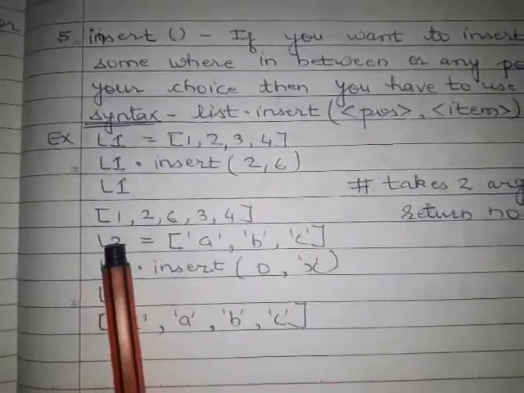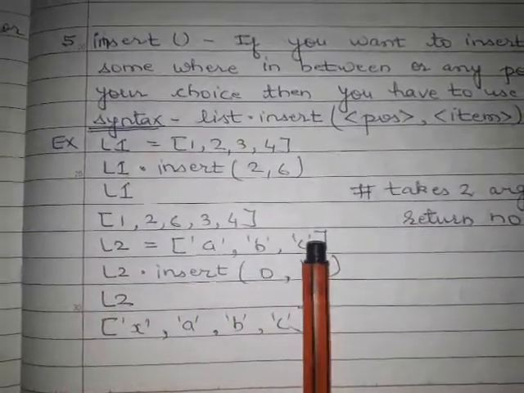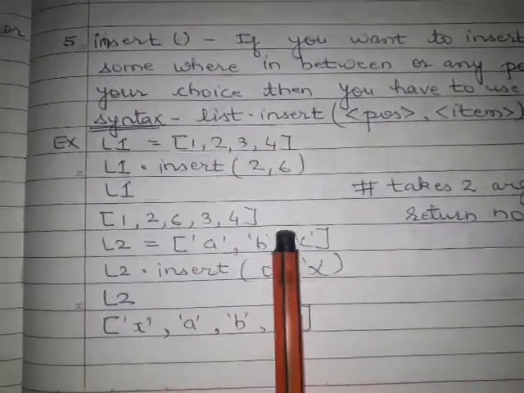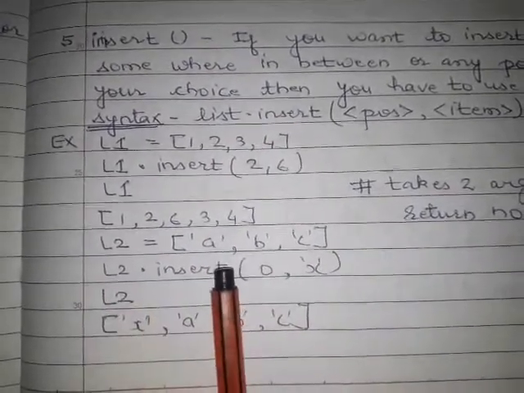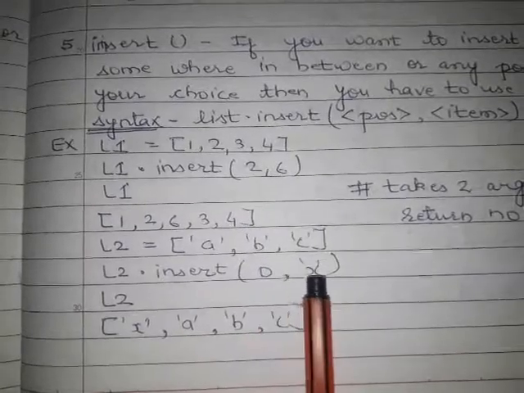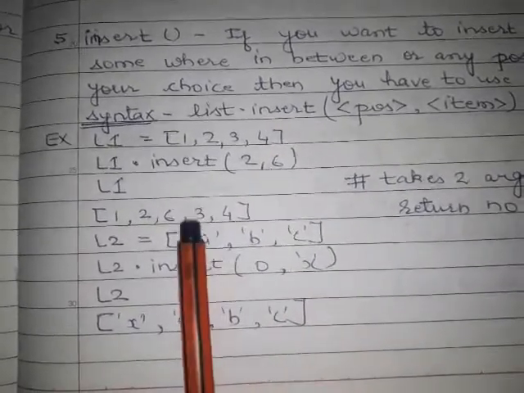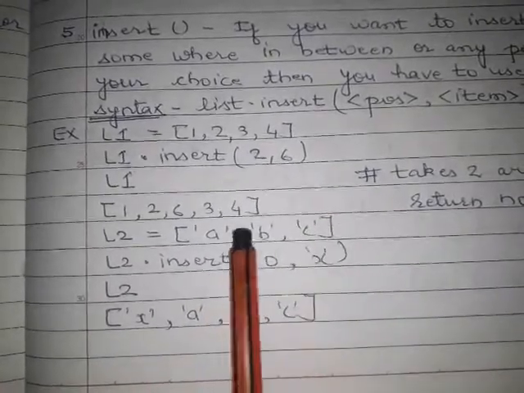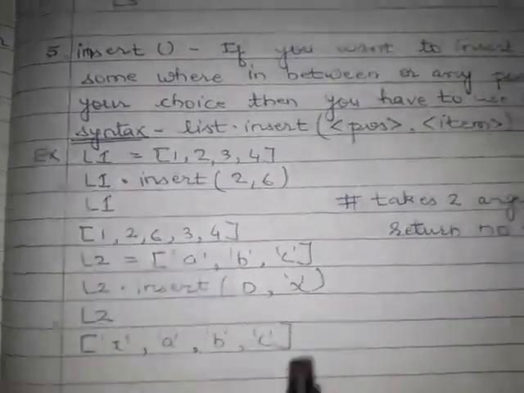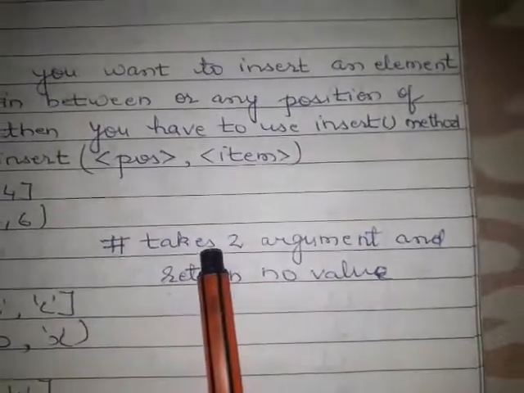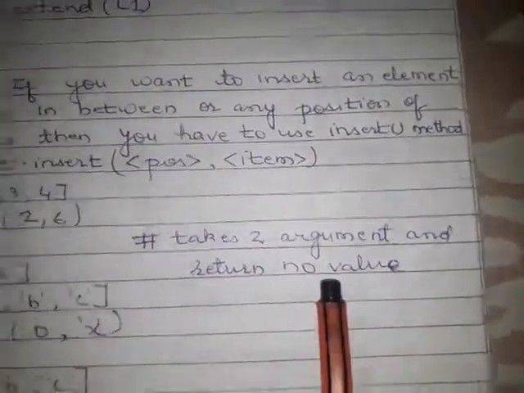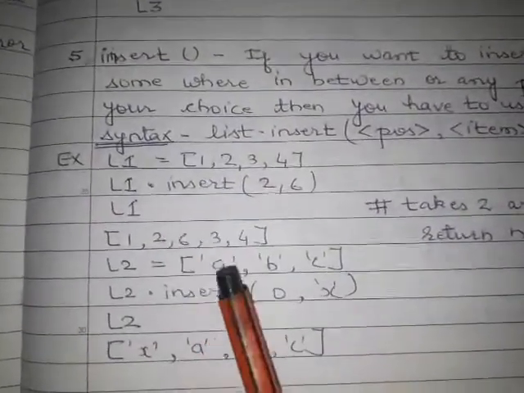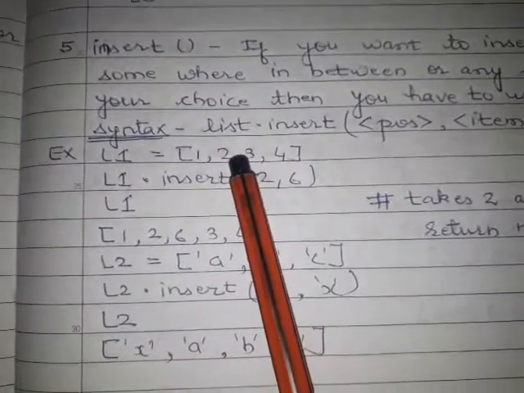Again, second example, L2 equals to A, B, C. These are the character values. Now L2 dot insert at index 0 and the value is x. So x is added at the beginning of the list. When you print L2, it is x and the elements as they are, A, B, C. Insert takes two arguments and returns no value. It does not return any value because it works on the same list and does not create a new list.